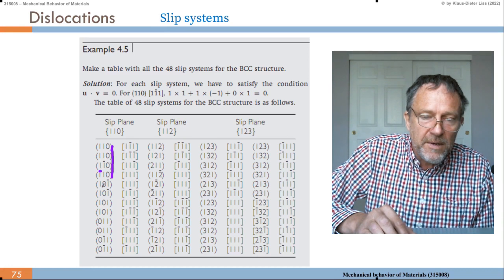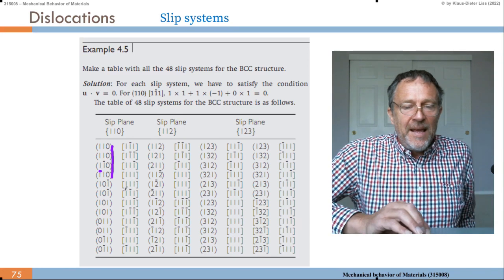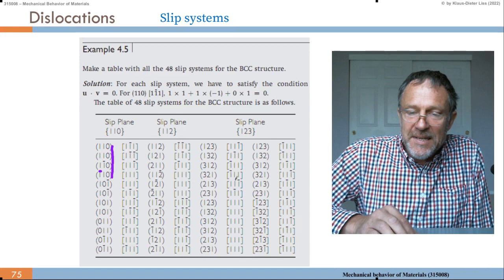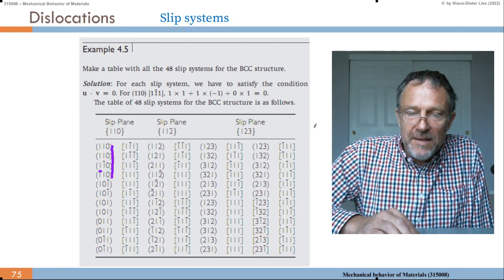Must be minus 1 here. 1, 0, minus 1. And you work them out. So, check whether there's a mistake in this table. That's a little homework.